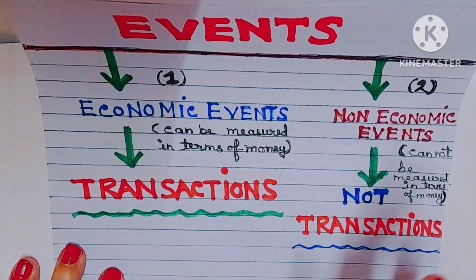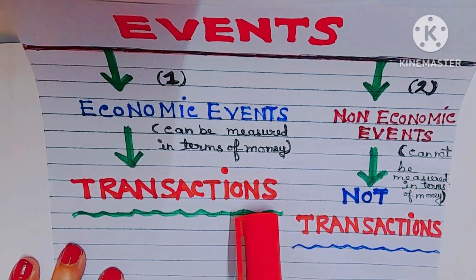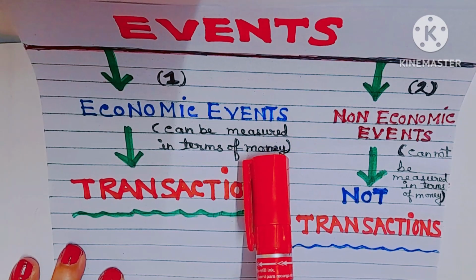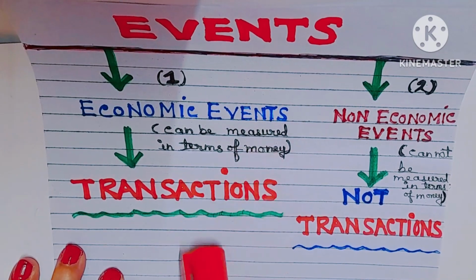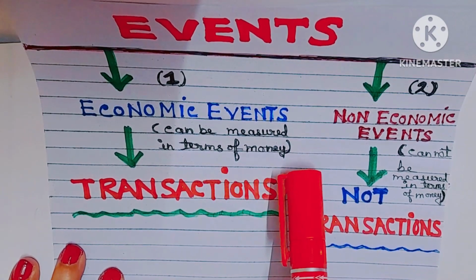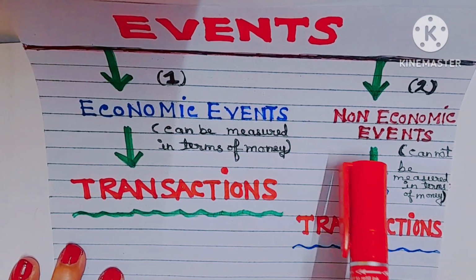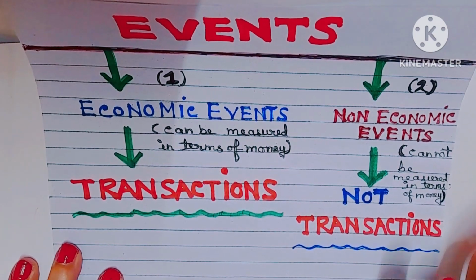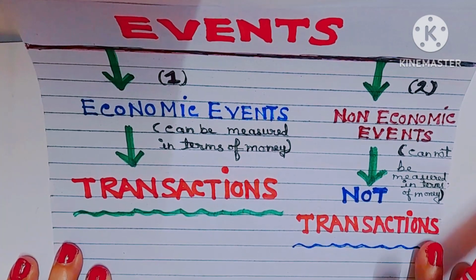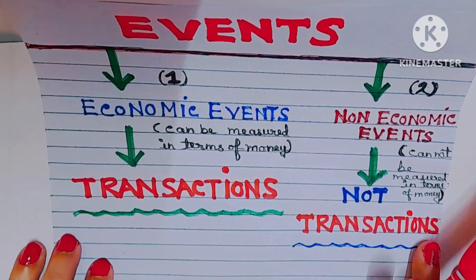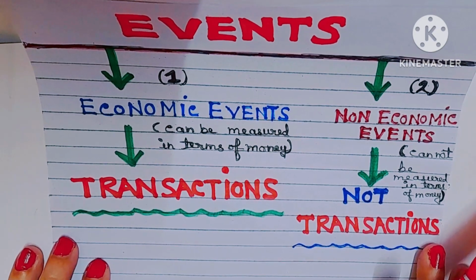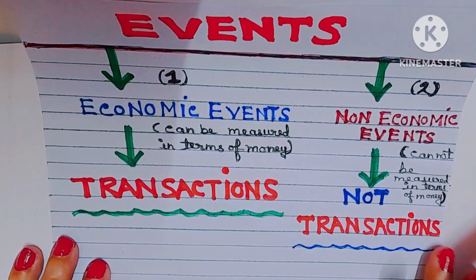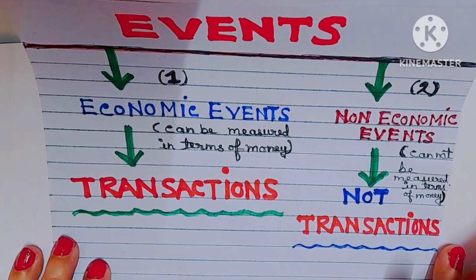But all transactions are events, because all transactions are economic events. Economic events are transactions because they can be measured in terms of money, but non-economic events cannot be measured in terms of money. This is the reason we say all transactions are events, but all events are not transactions. I hope you understood.